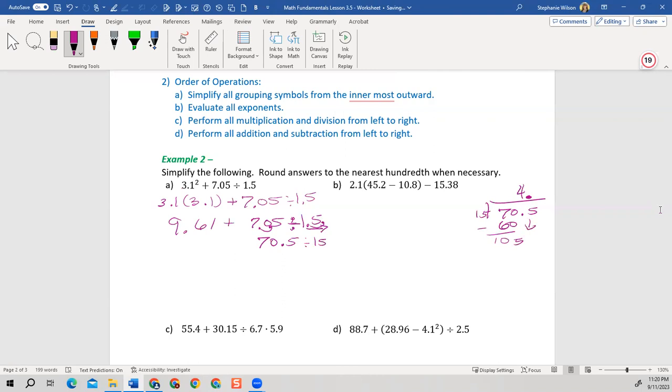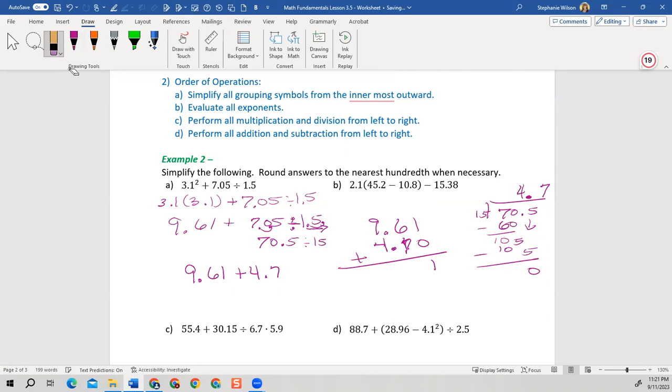Next, 15 times what gets me close to 105? In this case, it's 15 times 7, which is equal to 105. We subtract and get a remainder of 0. So now I have 9.61 plus 4.7. If we want to, we can line this up. Remember, in adding and subtracting, line the decimals up. You can put a 0 in the missing place. 1 plus 0 is 1, and this is a 7. That's terrible writing, so let me clean that up right quick so you can see what I wrote there. 6 plus 7 is 13. Carry the 1, bring the decimal down. 1 plus 9 is 10, plus 4 is 14, and that's my answer.